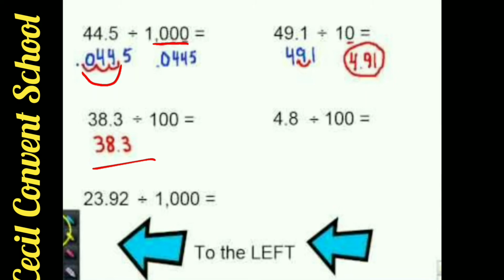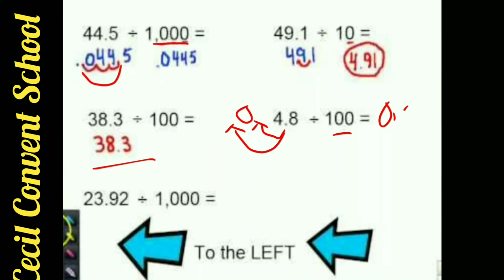Now see 4.8. How many zeros? 2. So this decimal will move 2 places. 1 and 1 more. So there is not any another number, so we put a 0. So answer will be 0.048. Clear? As you have done in multiplication, same like we do in decimal in division. Clear? Now here are 3 zeros, so you will move 3 places to the left. But we are having 2, so what do?